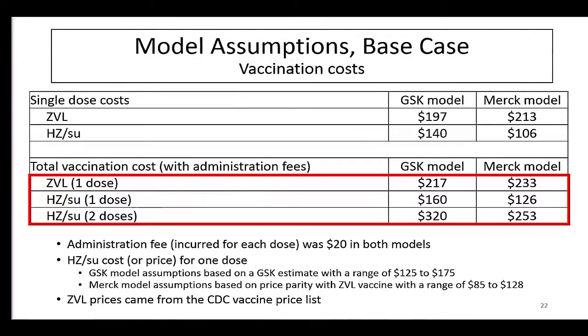For the live vaccine, both models assume a comparable cost of about $200 per single dose. For the subunit vaccine, the GSK model assumes a single dose costs $140, and the Merck model assumes a single dose costs $106. When you account for the fact that there's 2 doses of the subunit vaccine, as well as vaccine administration fees, the total cost of the subunit vaccine in each of the models, total cost meaning the 2-dose cost, is $320 for the GSK model and $250 for the Merck model.